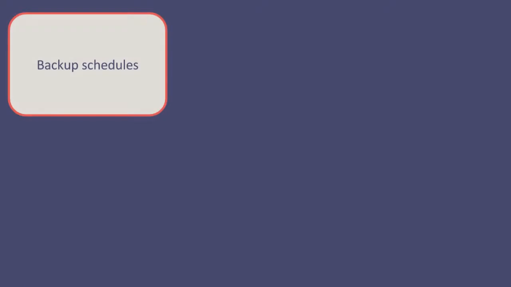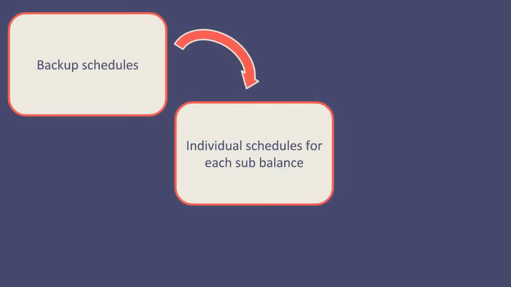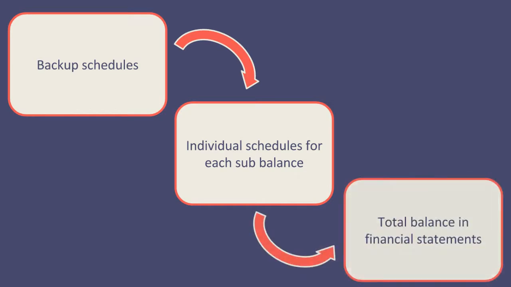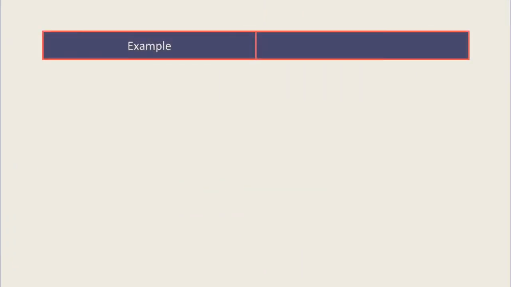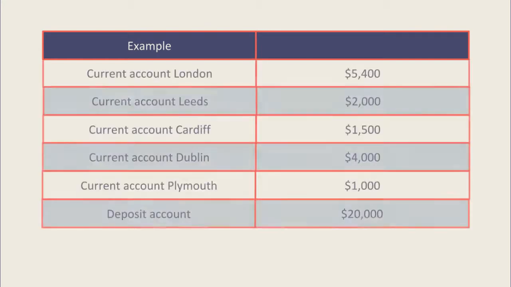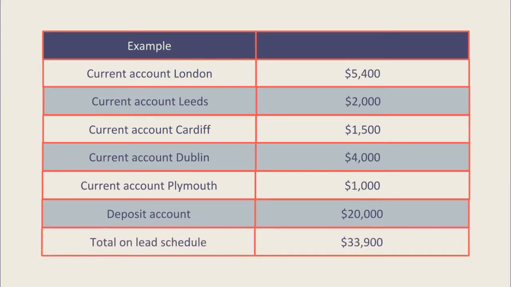Behind this will be the backup schedules. These will be individual schedules for each sub-balance, which makes up the total balance in the financial statements. For example, if the client has 5 bank accounts and a petty cash float, there will be 6 backup schedules, one for each individual balance. They will all total to the front lead schedule.